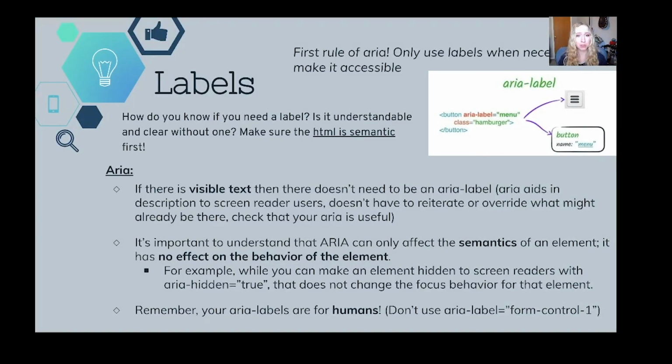So I just mentioned labels. Well, how do you know if you need a label? The big question to ask is: is it understandable and clear without one? The very first step is making sure your HTML is semantic. This is going to be incredibly important because everything builds off of semantic HTML. The question to ask is: is there visible text? Then there probably doesn't need to be an ARIA label.